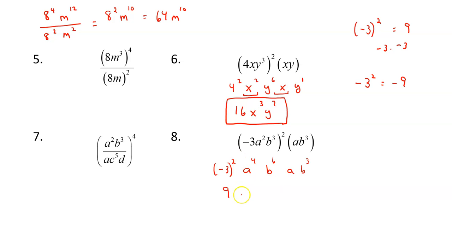I have on my a's, 4 of them plus 1 of them is 5 of them. And for the b's, 6 plus 3 is 9.